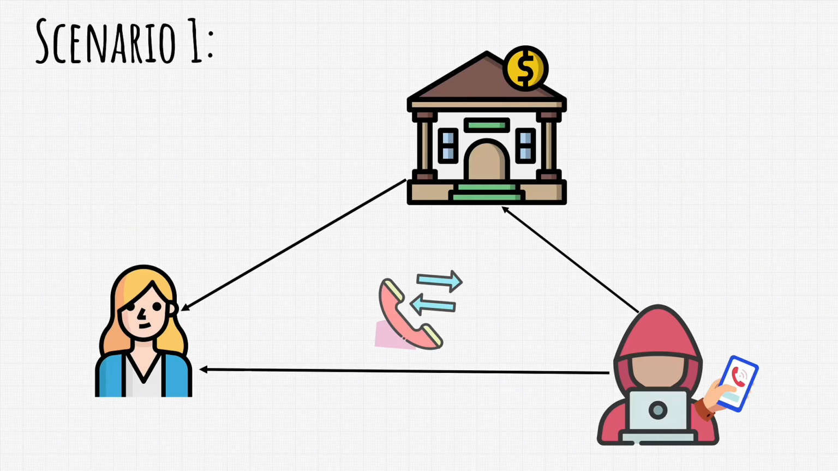You might receive a phone call from someone claiming to be your bank's fraud department. They inform you that there has been suspicious activity on your account and that they need to verify some information to secure your account. They may ask for your full name, account number, PIN, or even your online banking password. The caller may sound urgent and may try to pressure you into providing the information quickly.